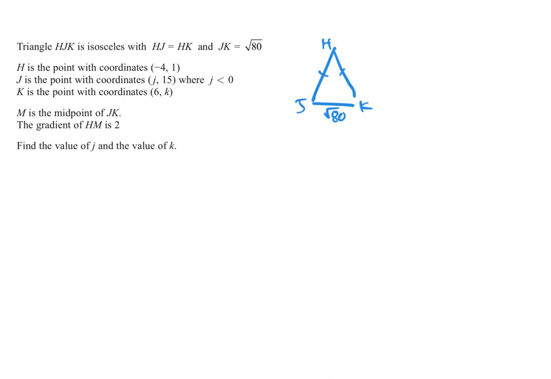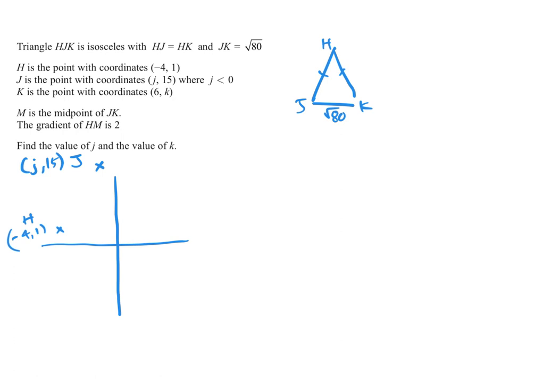Now let's have a look if we did a coordinate grid. H is going to be at minus 4, 1. So let's do another little sketch down here. Approximately, minus 4, 1 is minus 4 on the x-axis, and 1 is slightly up, so it's going to be approximately there. So H is minus 4, 1. And then we've got point J. J's x coordinate is less than 0, so J is going to be to the left-hand side of the y-axis, and the y-coordinate is 15, so it's going to be up here somewhere. So I'm going to put a little marker up here and call that J, which is J, 15.